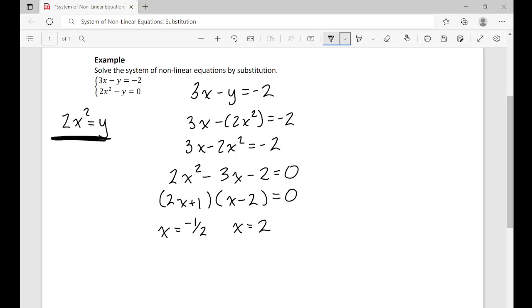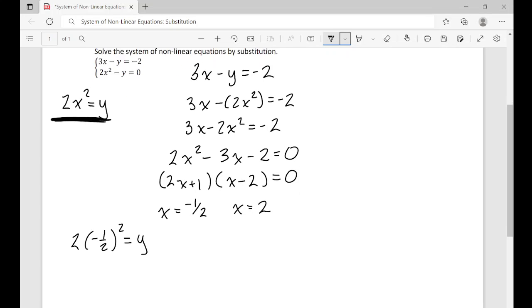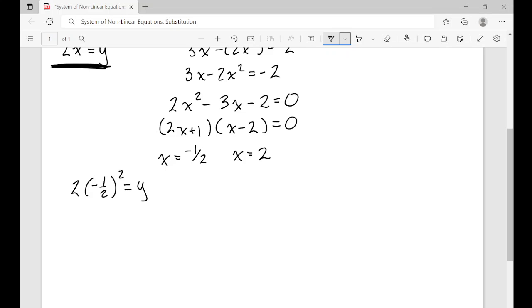So when I do that, I'm going to end up getting 2 times negative 1/2 squared equals y. So negative 1/2 squared is going to be a positive 1/4. And this is going to give me a positive 1/2 when I multiply it by 2. So my ordered pair is going to be negative 1/2, positive 1/2.